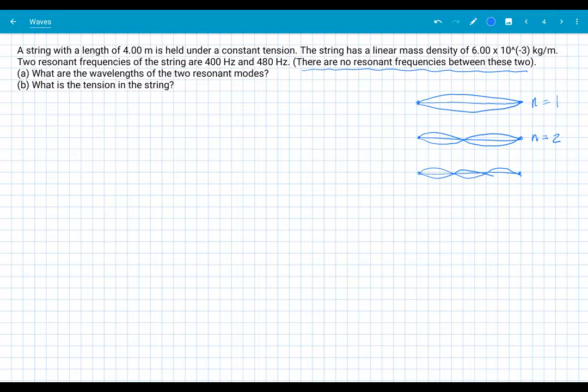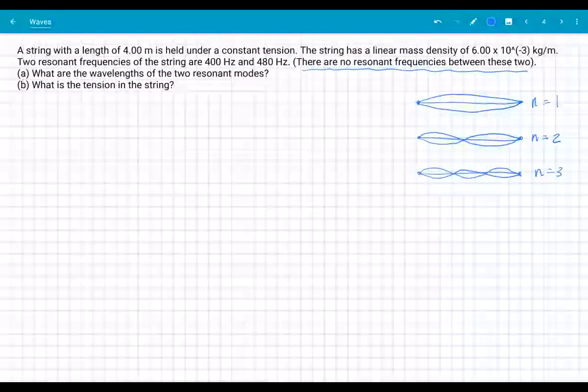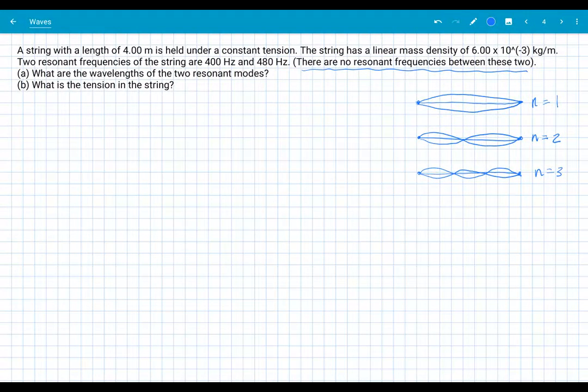And then I'll just draw one more, but we could go on forever with this. There's my n equals 3. So the thing that I want you to envision here is that for the fundamental case, my n equals 1 case, there's one what I call loop, right? Some people count nodes. They'll use some kind of algorithm with the number of nodes or antinodes, and you can certainly do that too.